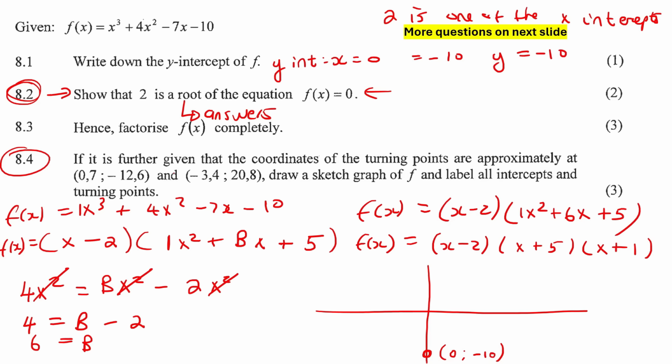Okay, then the turning point is at 0.7 and minus 12.6. So that would be there, somewhere there. I'm going to quickly say here 0 and minus 10, and then this would be 0.7 and minus 12.6. And then the other turning point is at negative 3.4 and 20.8, which would be somewhere over here. Negative 3.4 and 20.8.